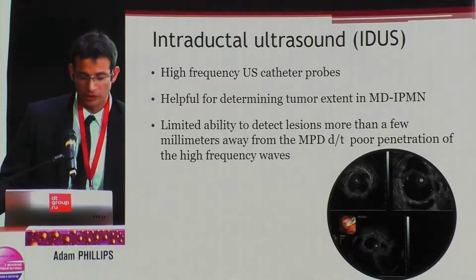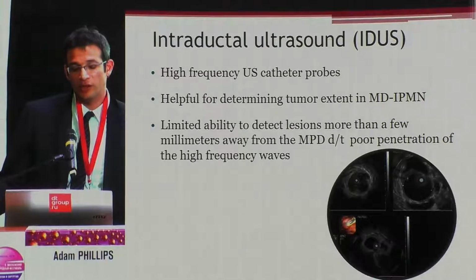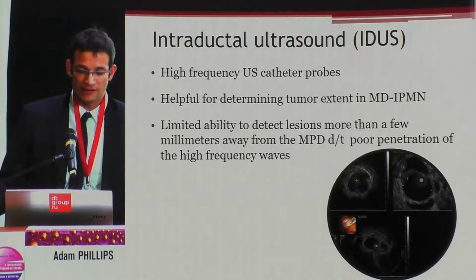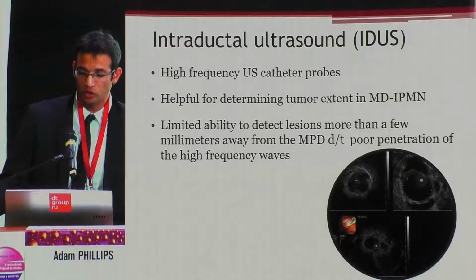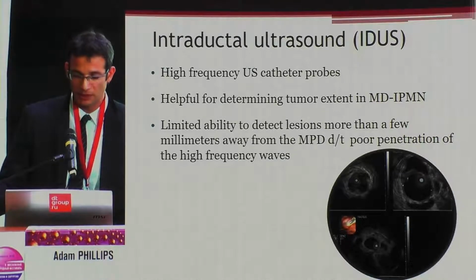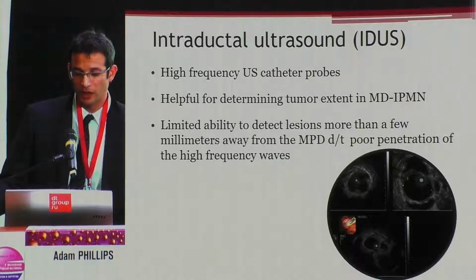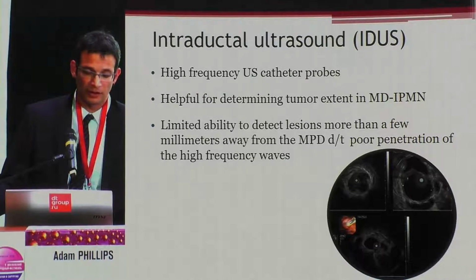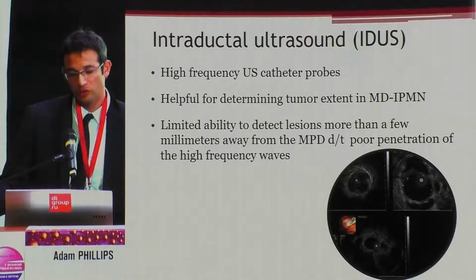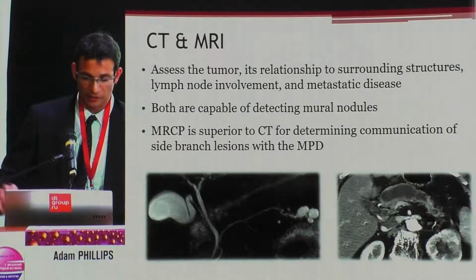Another gadget that we can use is intraductal ultrasound. We can insert the probe inside the main pancreatic duct. It helps also to determine the tumor extent inside the main duct. There are limitations because of the high frequency waves: we see only the few millimeters around the main duct, and we don't see what is far away from the probe, so it won't really help us.